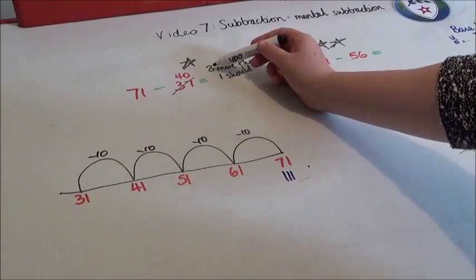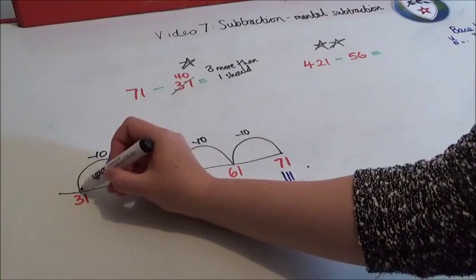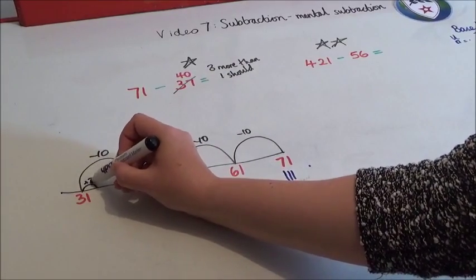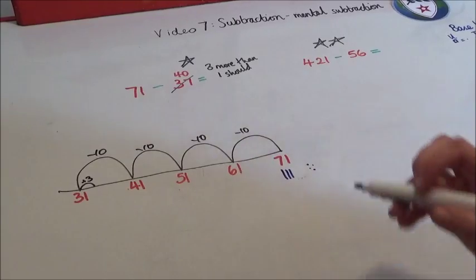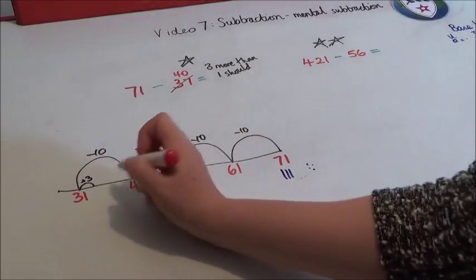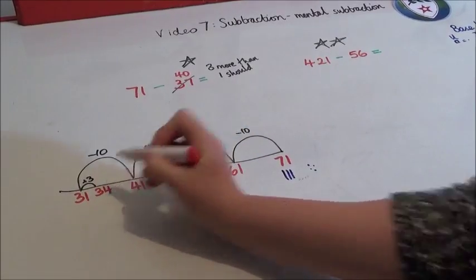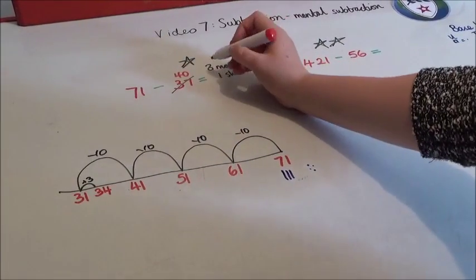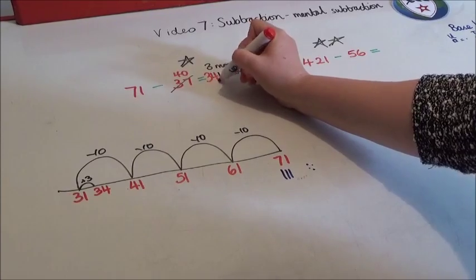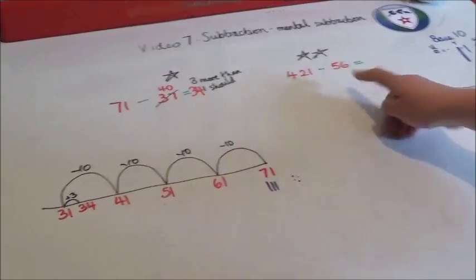Then I need to take back those 3 more that I should have, to give me the answer, which is 34. 71 take away 37 is the same as 34. Look at this one here, it's a bit bigger.